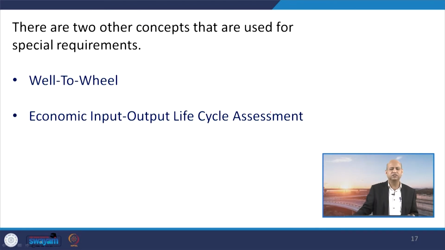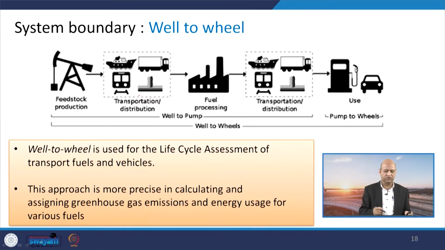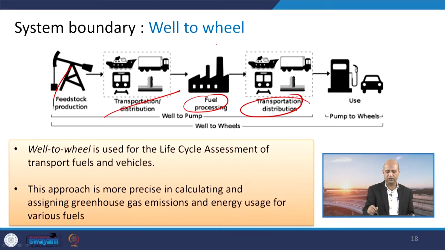There are two other concepts beyond these four, which are very useful in particular contexts, like well to wheel. When some fuel, like fossil fuel, is produced at some oil well, then it is extracted, goes to the refinery, and then comes to transportation, the wheel. So, we are using it for transportation purposes in a vehicle. That is known as well to wheel. Economic input output life cycle assessment is another approach. In well to wheel, you can see the production of the oil, then distribution of oil to the refineries, then fuel processing at the refinery, then it goes to the petrol pumps, and wherever it is utilized, it is used by the cars, etc.